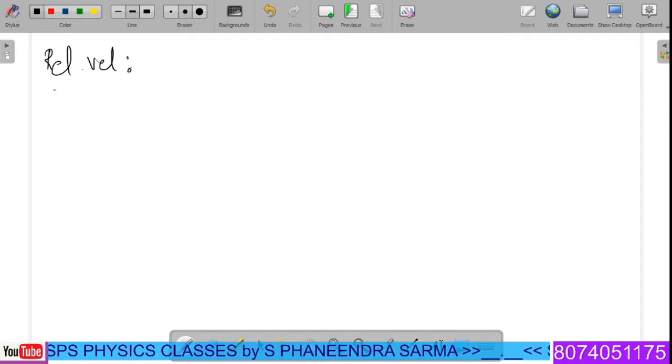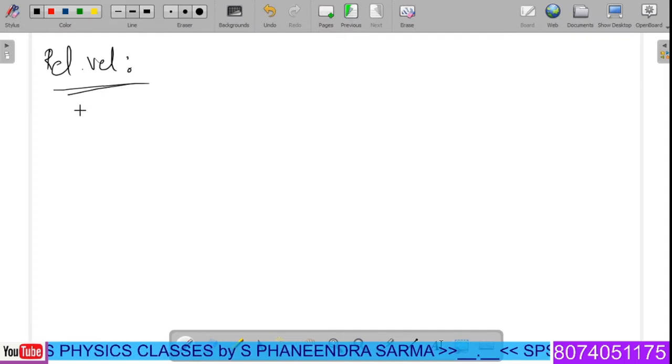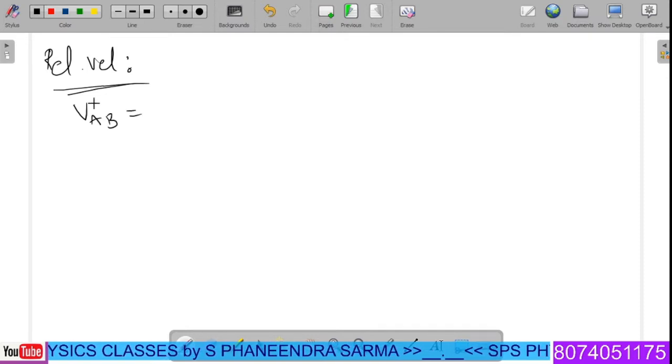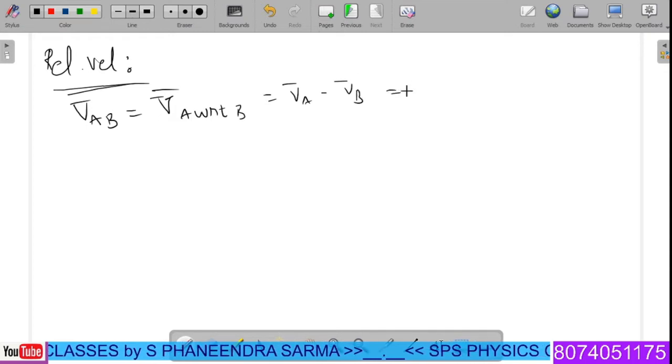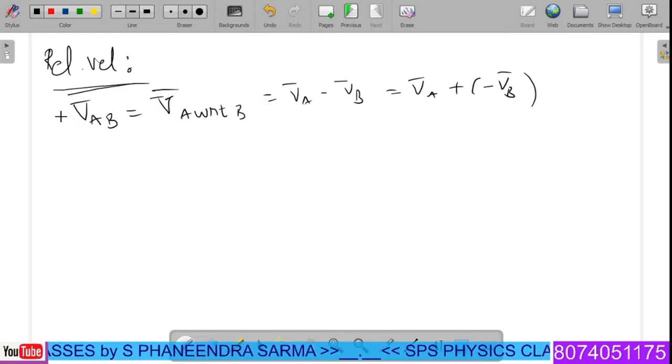Relative velocity. How do you express it? For example, let va and vb be the velocity vectors of A and B. What is the meaning of the velocity of A with respect to B? It is va bar minus vb bar, that is, va bar plus of minus vb bar. This is called the relative velocity of A with respect to B.